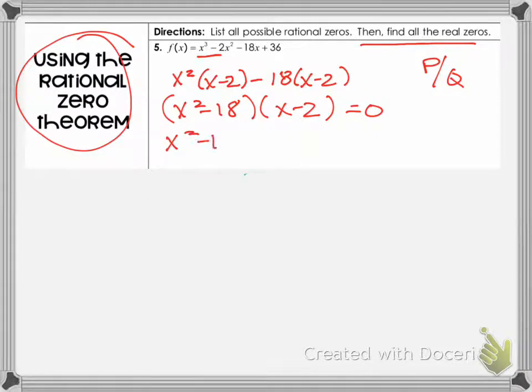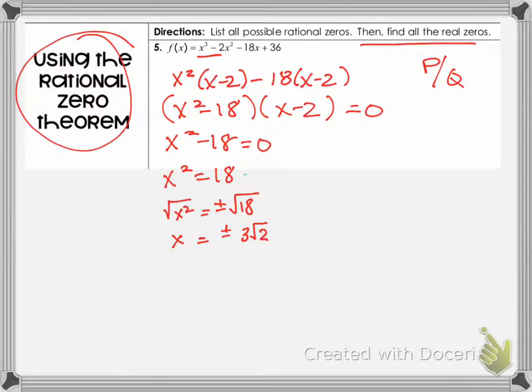X squared minus 18 equals 0. So x squared equals 18. So the square root of x squared equals plus or minus the square root of 18. This is x, and that's going to be plus or minus 3 square root of 2, because you can take 9 times 2, so you can pull 3 out. And then this, of course, would be 2. So x is equal to plus or minus 3 square root of 2, comma 2.